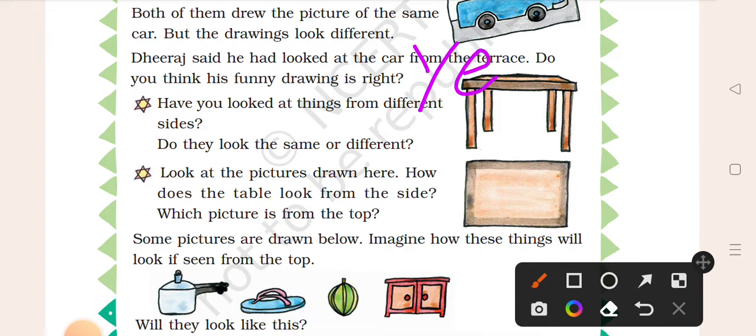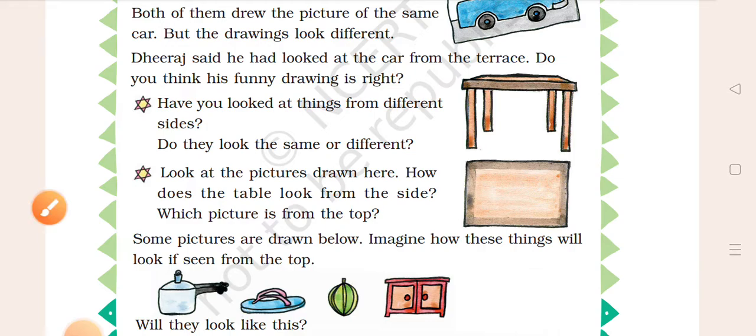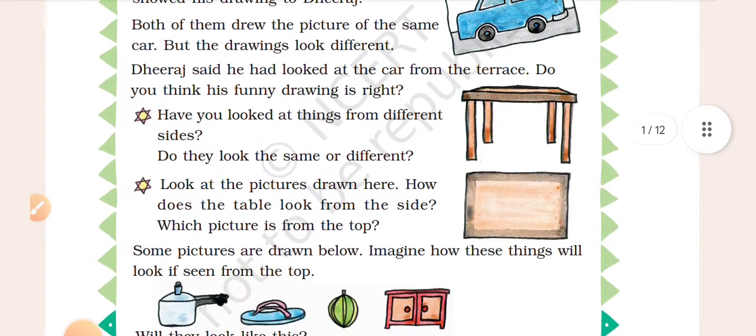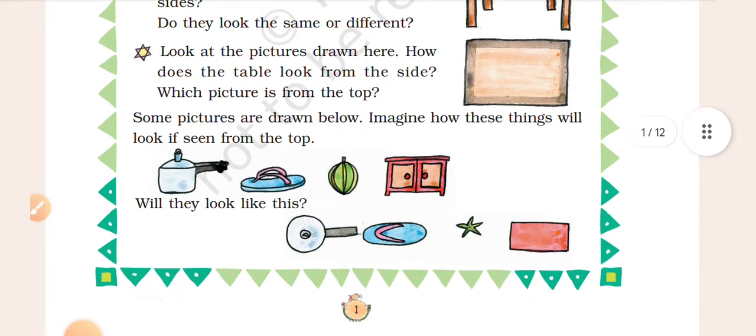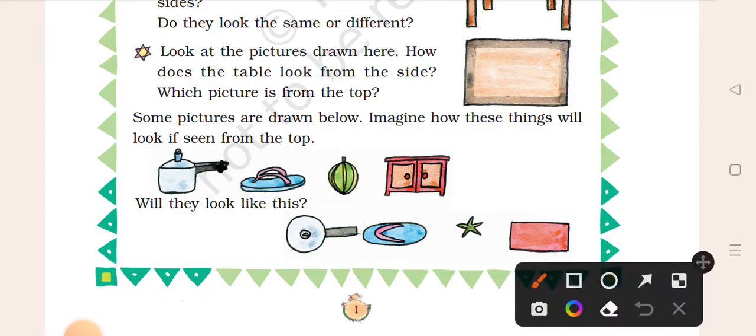Yes, his funny drawing is right. Do you know, one thing can have many sides, and so it has many views, such as side view, top view, front view, back view, and many more views. Do they look the same or different? They look different.